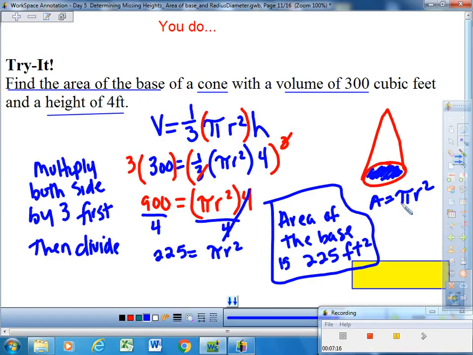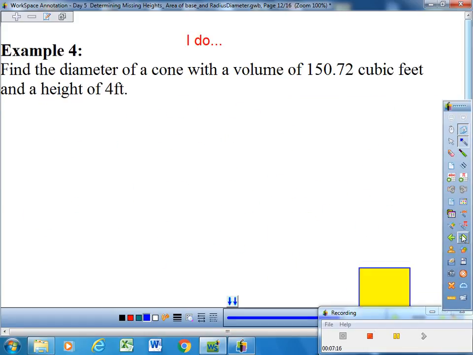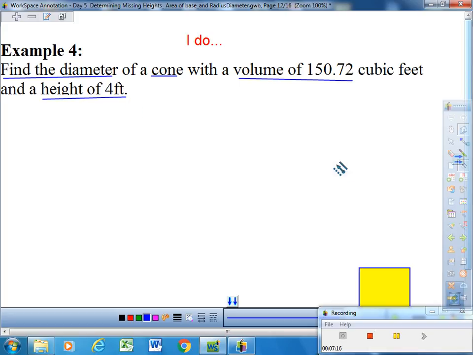Alright, so let's go to the next one. Find the diameter of a cone with a volume of 150.72 cubic feet and a height of 4. So what are we asked to find? The diameter of what? A cone. Write this down. Volume 150.72. Height equals 4. We're going to be using a cone, so it's V equals 1/3 pi r squared h.